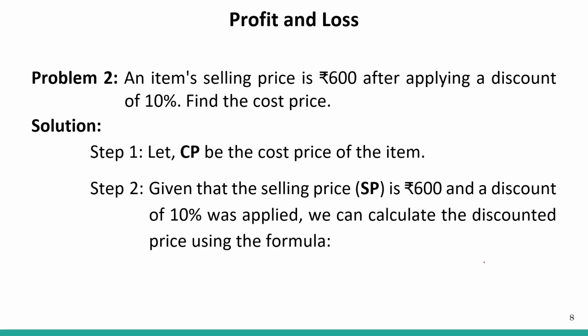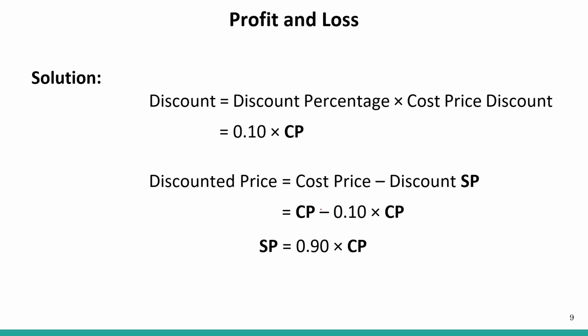Okay. So CP is the cost price of that item. So given that the selling price SP is equal to this much, a discount of 10% was applied. When we calculate with the discount formula, discounted price is equal to cost price minus discount, that is the selling price SP.